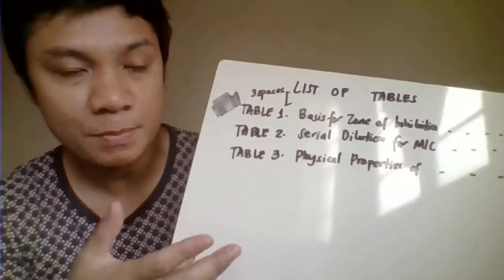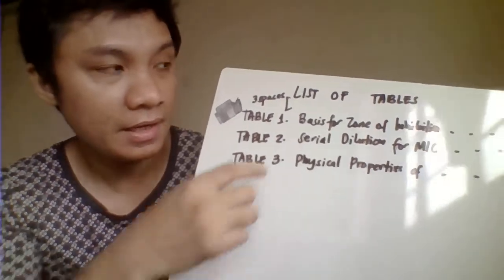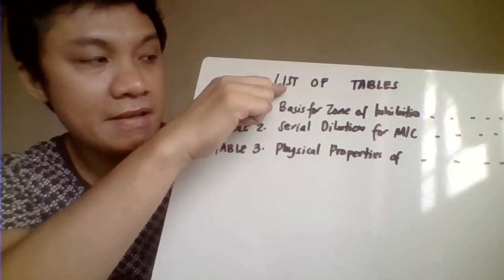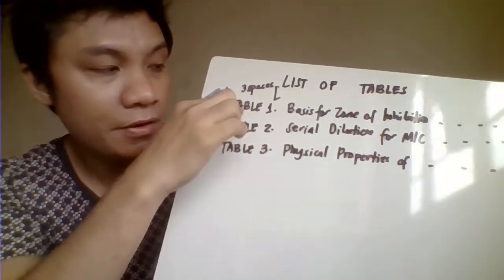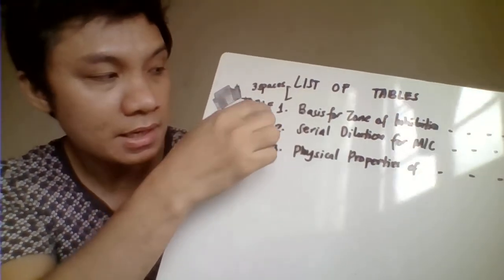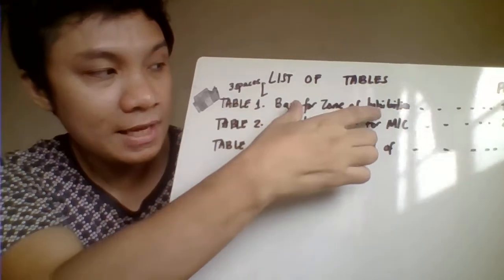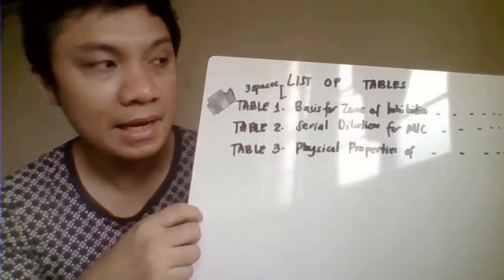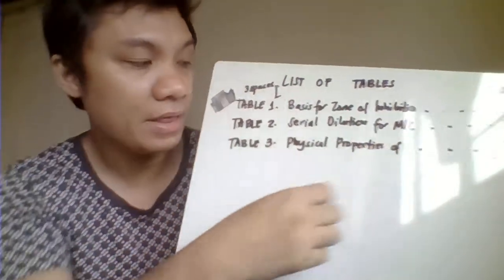Okay, next one, we have here the list of the tables. So this will be the format for that. The list of the tables is written in all caps. Then leave 3 spaces. Then you write here Table 1. Table 1 is written as all caps. Then the title of your Table 1 should be in capital and small letters. Then we have here the page number for that.